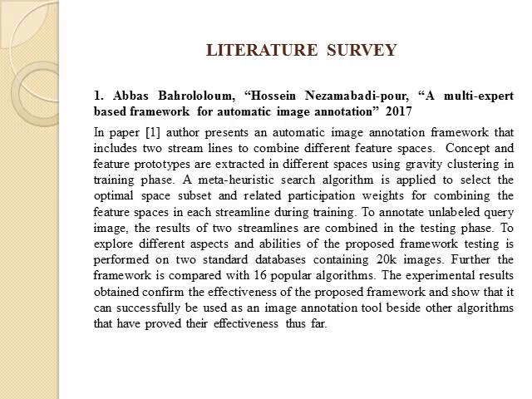Next is the literature survey. First is a multi-expert based framework for automatic image annotation. In this paper, the author presents an automatic image annotation framework that includes two streamlines to combine different feature spaces. Concept and feature prototypes are extracted in different spaces using gravity clustering. In the training phase, a meta-heuristic search algorithm is applied to select the optimal space subset and related participation weights for combining those feature spaces in each streamline. To annotate an unlabeled query image, the results of the two streamlines are combined in the testing phase.